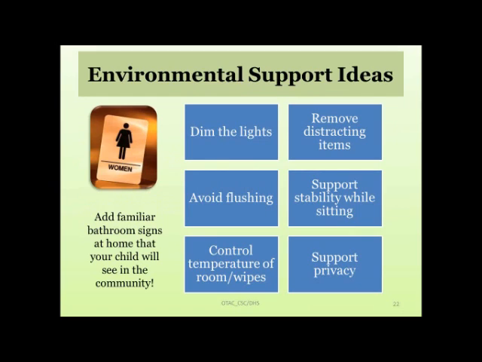Some ways that you can adapt the toileting environment: maybe put some dimmer lights in. If there's things that are distracting in the environment, remove those. If flushing is either something the person doesn't like or something they like too much, avoid flushing.